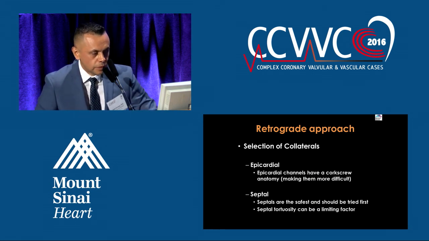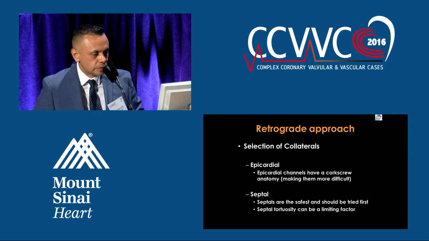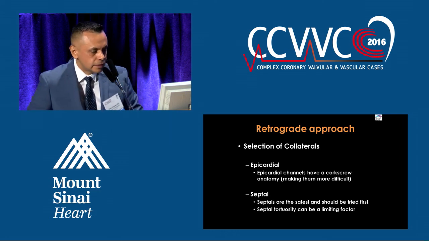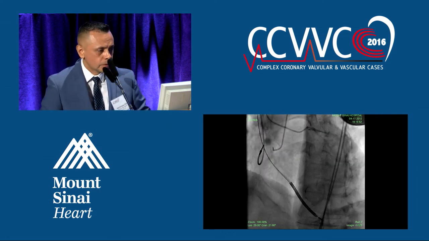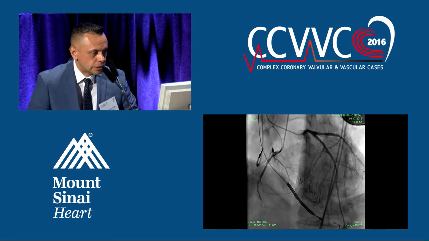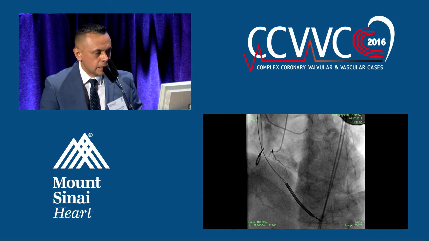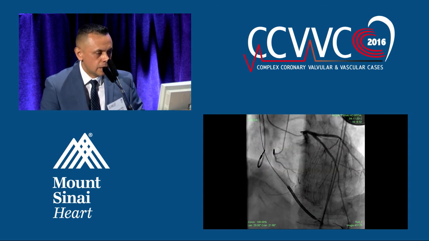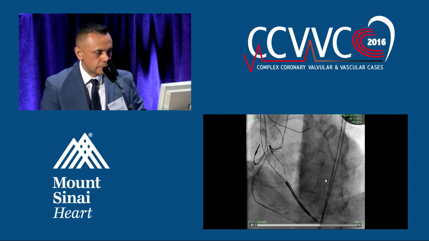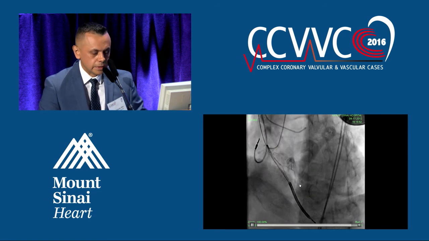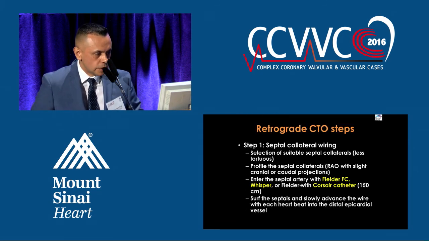So before anything, you have to select the type of collaterals you're going to be using. There are epicardials and septals, septals being the safest. And here is the dual injection, two guides, one in the left, one in the right. And you can see the septals filling the RCA. So what are the steps?